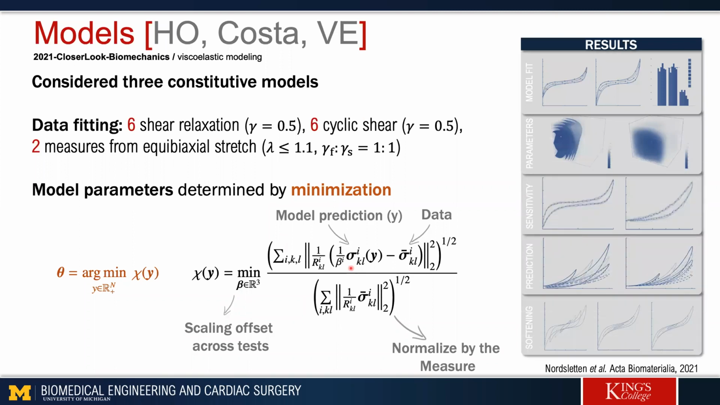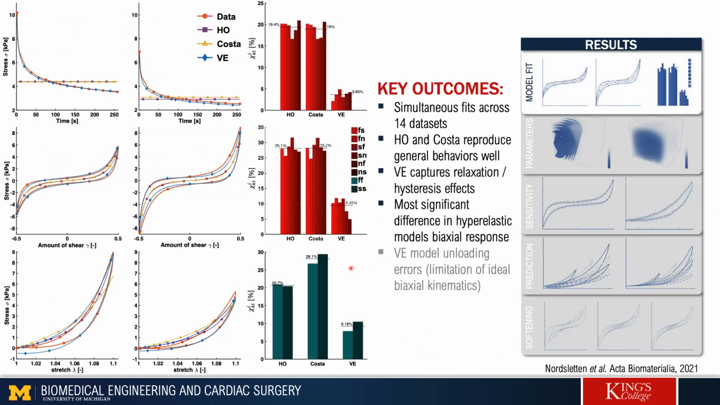So we did a series of different tests here, and I'll walk through some of these. The first thing was the model fit. What we can see here are plots showing the model fits for the fiber-sheet column, and then this is the sheet-fiber. So these are two components of this material response. The top row is relaxation, then we have cyclic shear, and this bottom row is the biaxial stretch behavior.